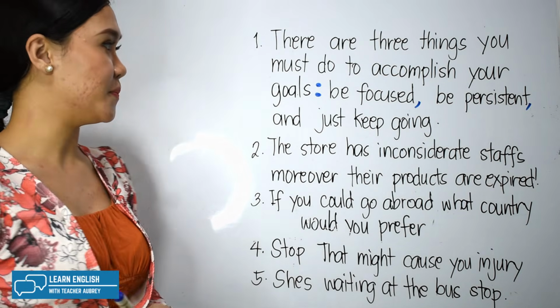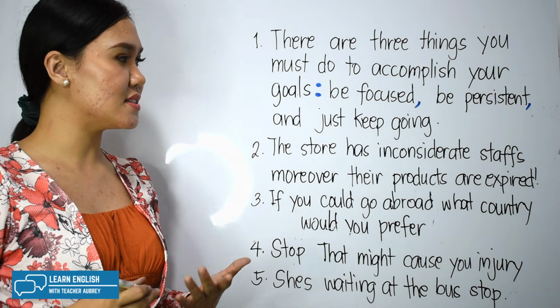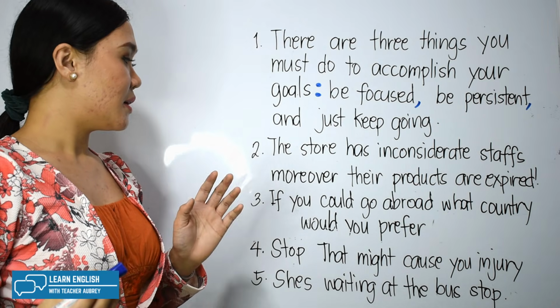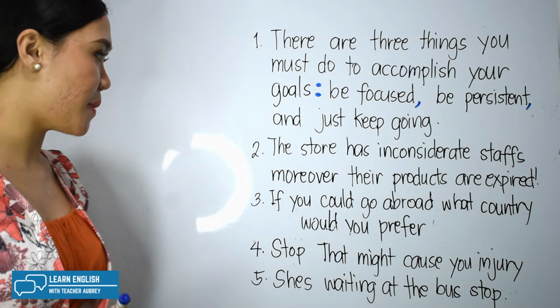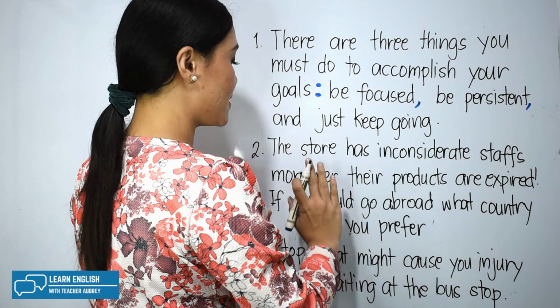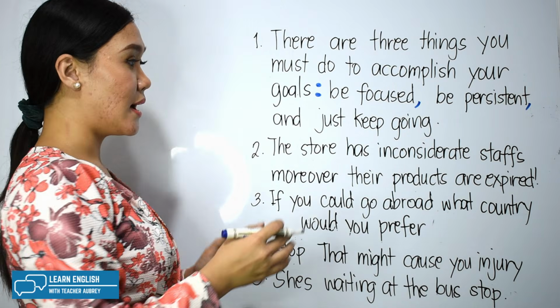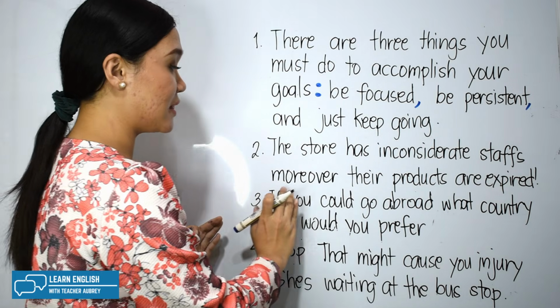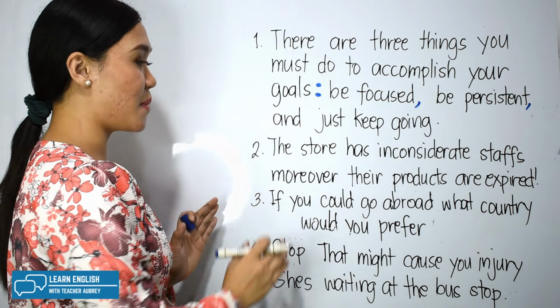That's for number 1. For number 2, the store has inconsiderate staffs. Moreover, their products are expired. The store has inconsiderate staffs. That's already an independent clause, and then followed by a dependent clause. Moreover, their products are expired.